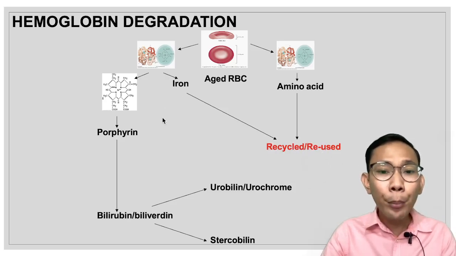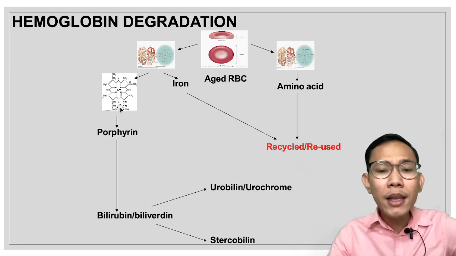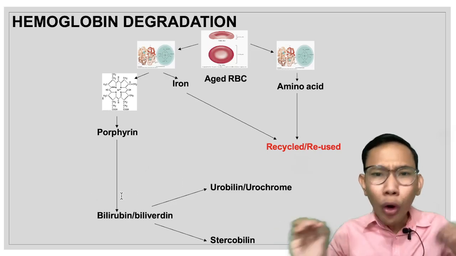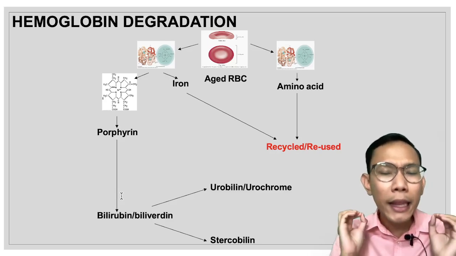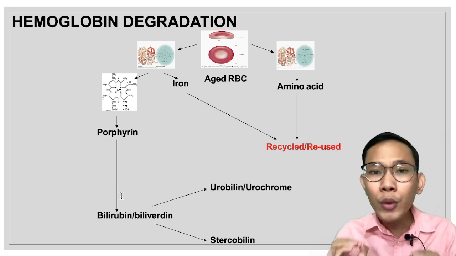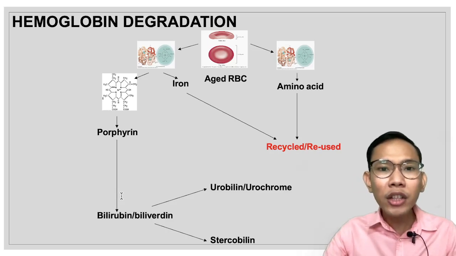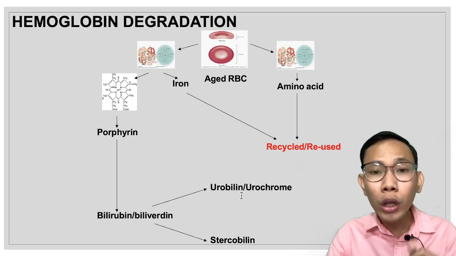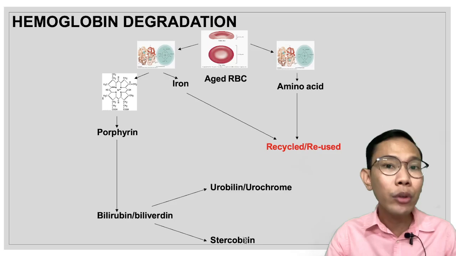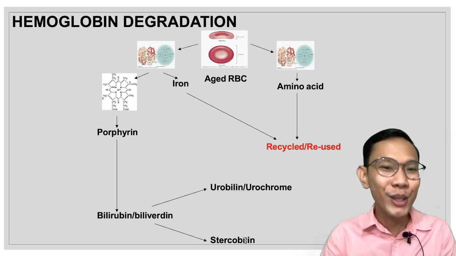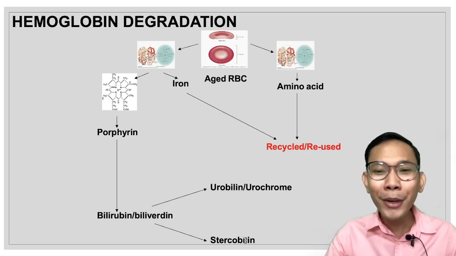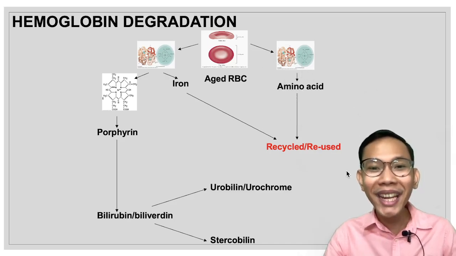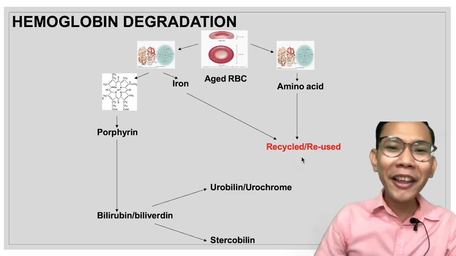Ano natira natin? Yung protoporphyrin 9 that will be converted into your porphyrins that will be converted further into biliverdin and your bilirubin. Your bilirubin, it's a toxic substance in our body. It has to be taken out of the body, and it will undergo several processes in our liver until such time that it goes out of the body as your urobilin, which is responsible for the yellow color of your urine, and the stercobilin, which is responsible for the brown color of your stool. That's the basic hemoglobin degradation. Pero napapansin niyo, no, yung iron natin, yung amino acid ay ginagamit pa rin natin, nare-recycle. That's the basic hemoglobin degradation process.